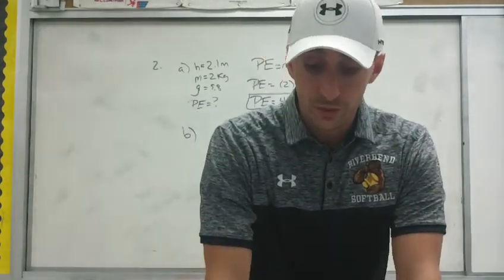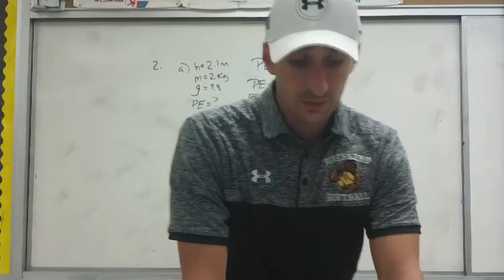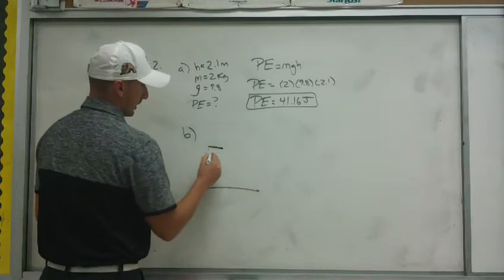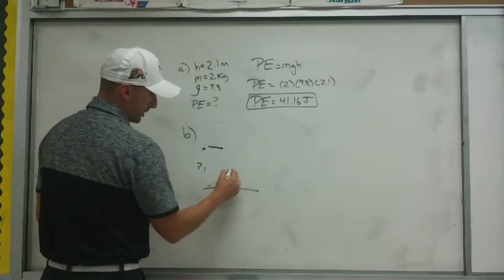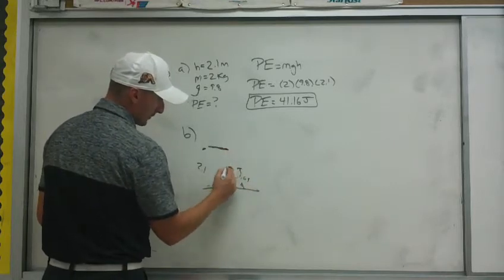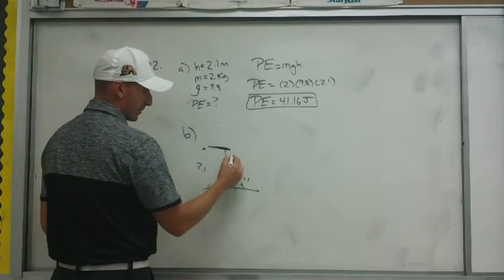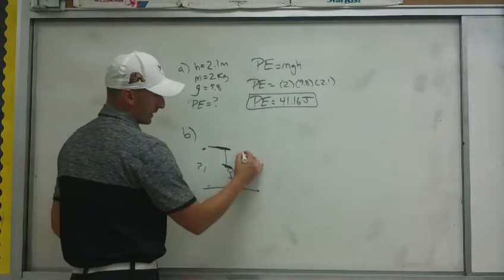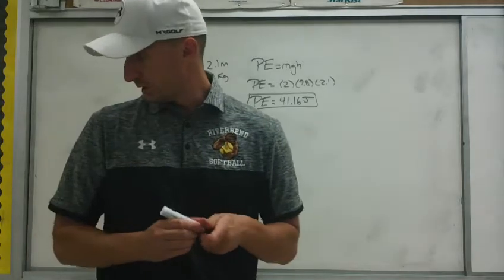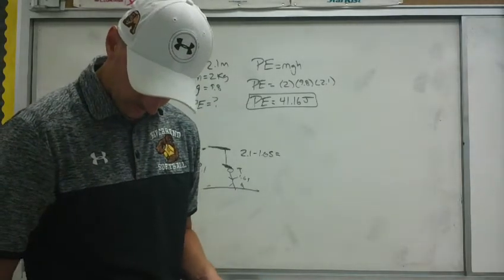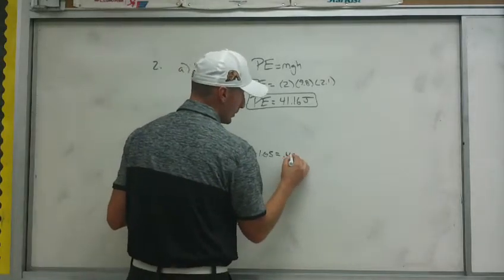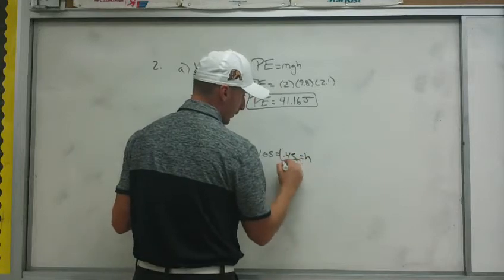B says, what is this gravitational potential energy relative to your head, assuming that you're 1.65 meters tall? So the shelf is 2.1 meters up, and your head is 1.65. We need to find the distance from the shelf to your head, because that's what you're comparing. So really all I have to do is 2.1 minus 1.65, which gives me 0.45 meters. So my new height here is 0.45 meters.